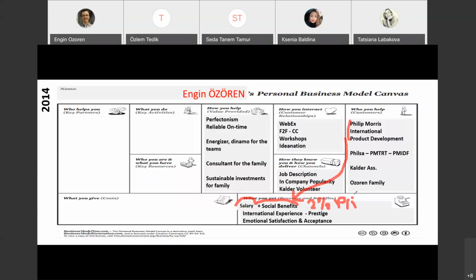I get this private insurance as a gift. International experience and prestige. I was working for a cigarette manufacturing facility, but my prestige is higher than most of the executives. In Turkey, there's a huge popularity for Philip Morris. I don't know why, but it has prestige. And before I joined Philip Morris, I couldn't speak English. Within that international experience, I got my English literacy, emotional satisfaction and acceptance.